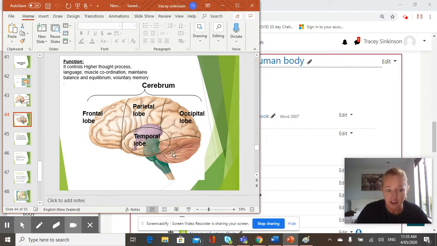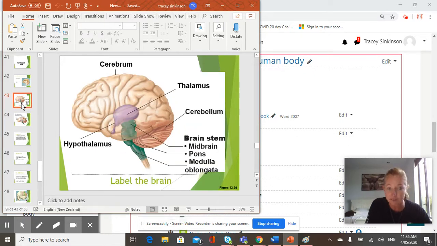Now under here is your cerebellum. And here is your temporal lobe. So you can pause this and fill out your workbooks. This here then, you want to mainly, the cerebrum's the same.